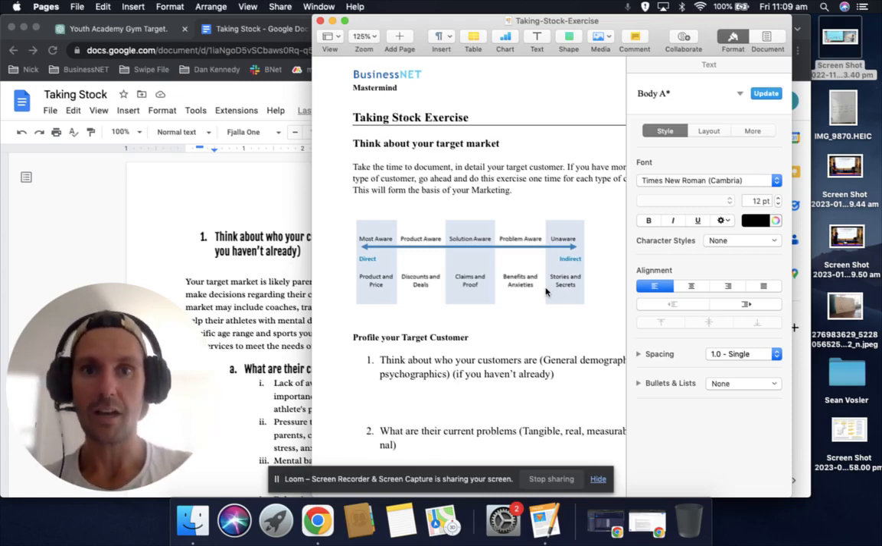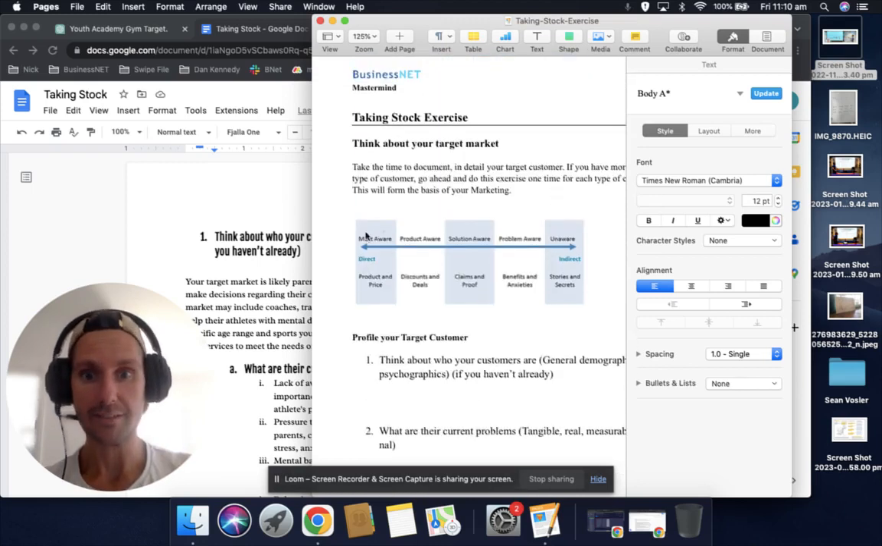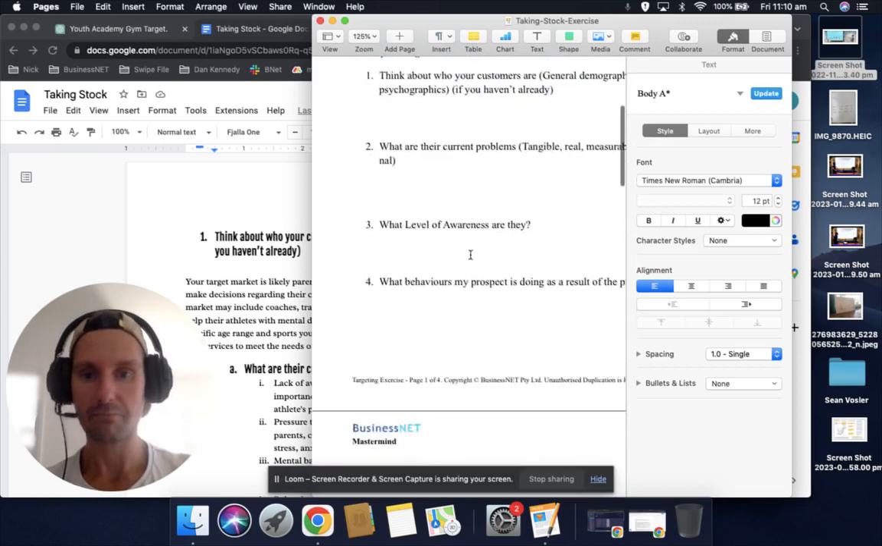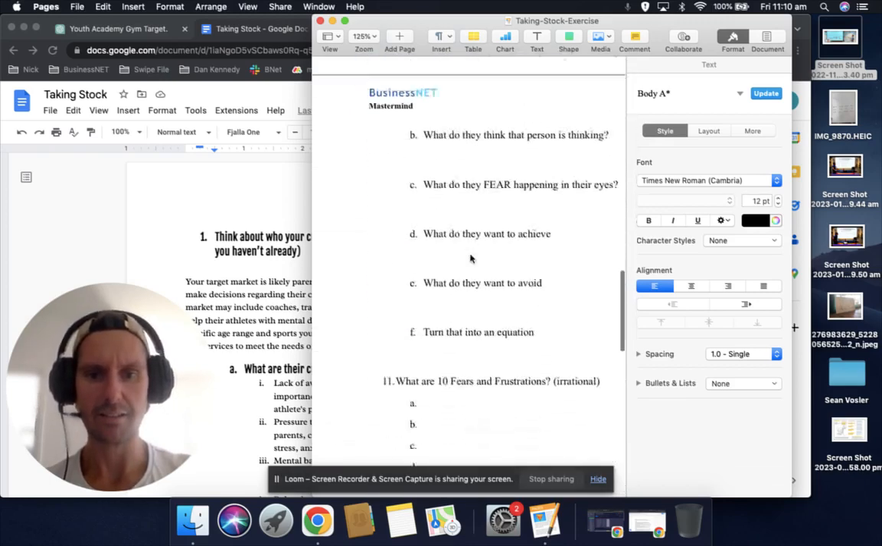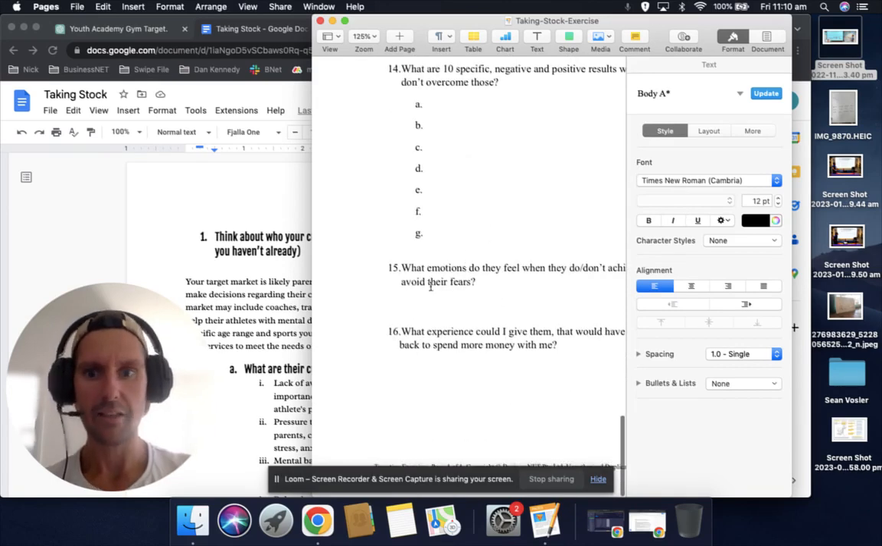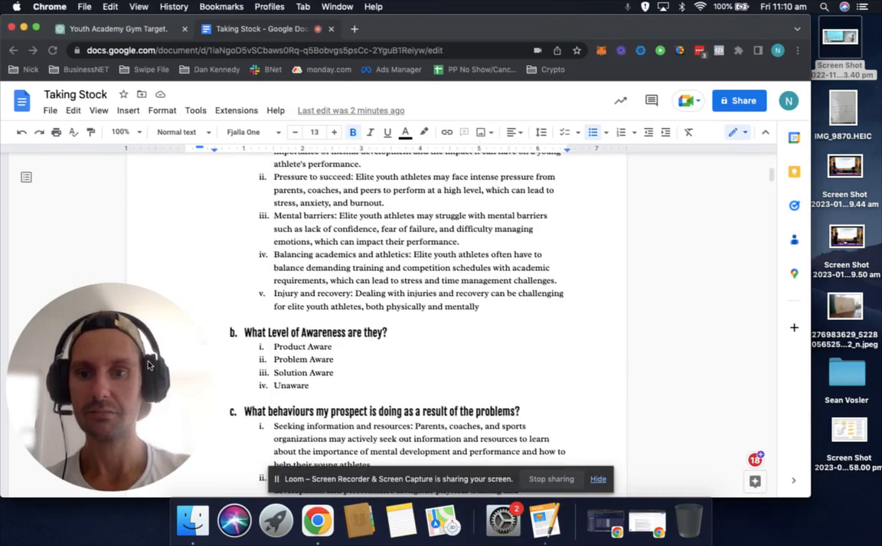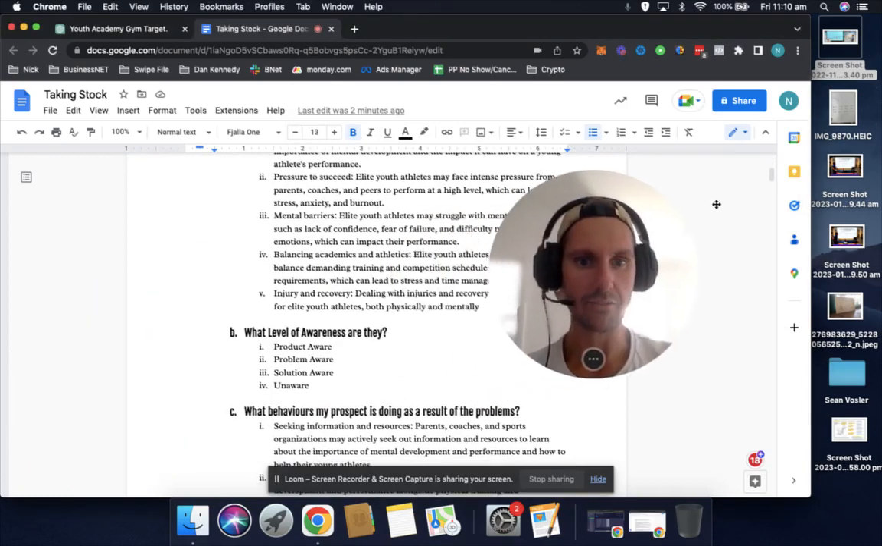80% of copywriting is done before a single word is written or typed. We utilize this taking stock exercise to understand the stage of awareness of the client that we are looking to attract and that we are going to write our copy for. And then we fill out these 16 questions with all of these different dot points. This task normally takes, as you can see, it's quite extensive.